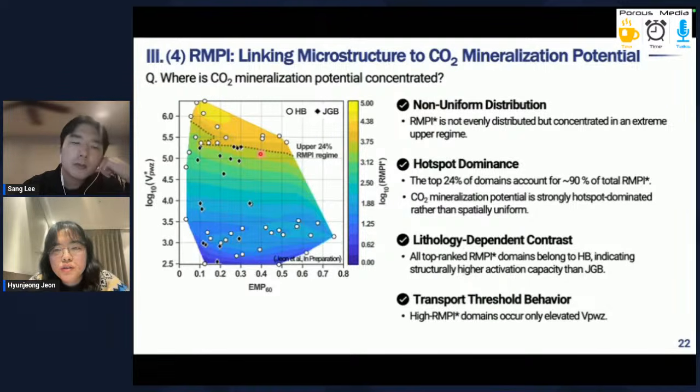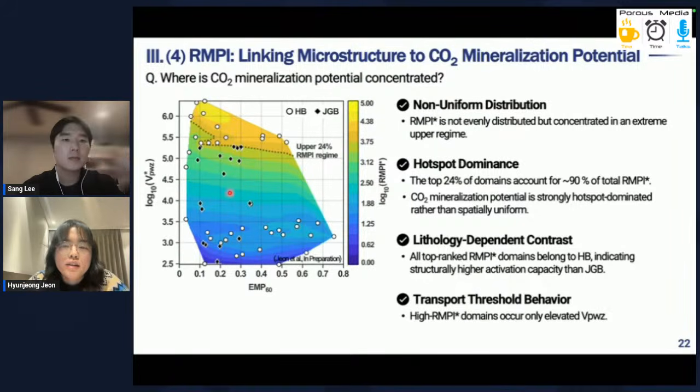Second, we observe a significant lithology-dependent contrast. As indicated by the open circles on the map, all the top-ranked RMPI domains belong to the Helishady basalt. And this suggests that Helishady basalt inherently possesses a structurally superior capacity for mineralization compared to the Jeju basalt.